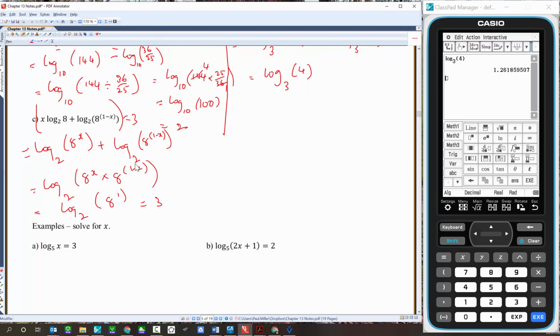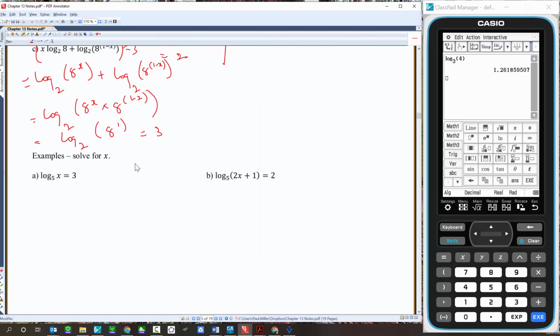It's quite amazing. Okay, what we're going to do is solve some logs now.